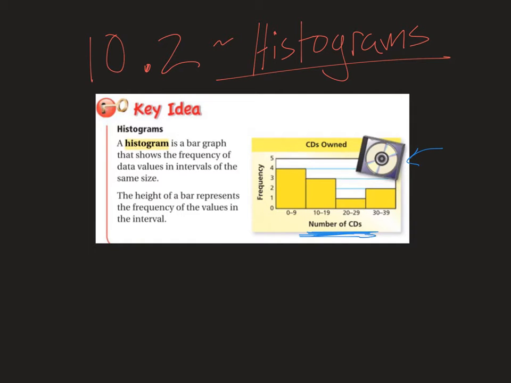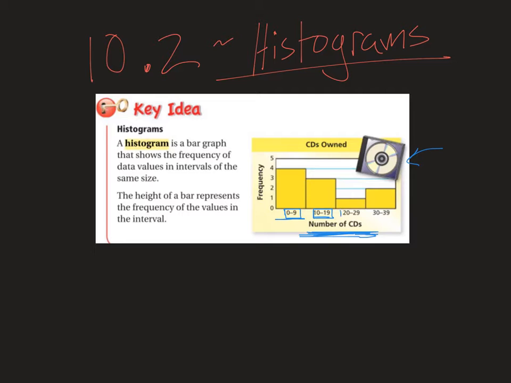But say we asked a bunch of people, how many CDs do you own? And so how many people said that they had between 0 and 9 CDs? And that covers nine values, right? 0 through 9. So all of our bars need to be 9 values. So here we have 10 through 19. How many people have 10 through 19 CDs? That's 9 values in between there.